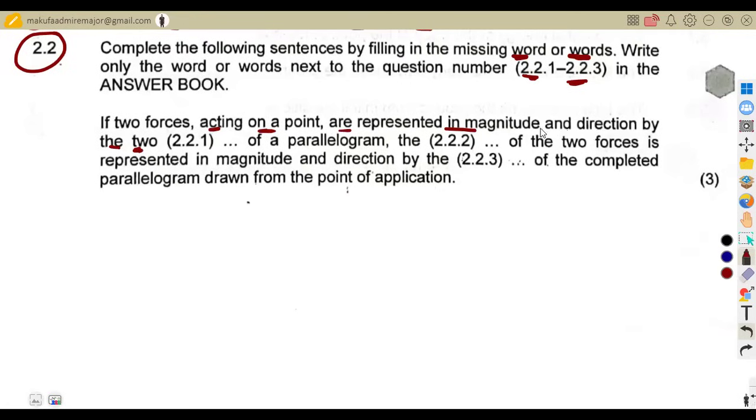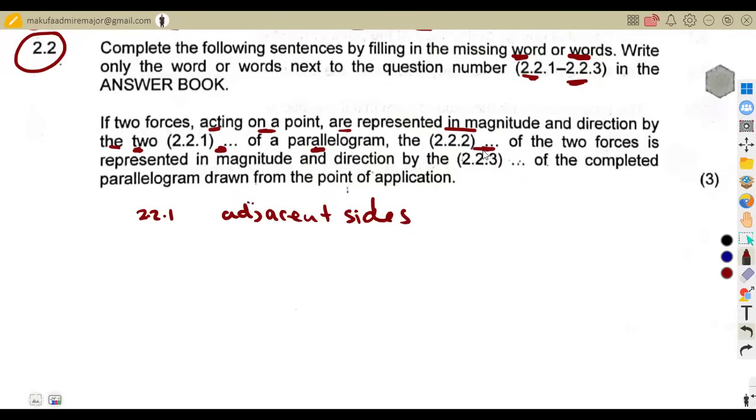So we know that this must be the magnitude and direction given by the two adjacent sides. It is represented in magnitude by what? By the two adjacent sides. It's the magnitude and direction of the two adjacent sides of a parallelogram. All right, so this is 2.21. So that was the adjacent sides in that case. The adjacent sides of what? Of a parallelogram. Then they are saying the of the two forces is represented.